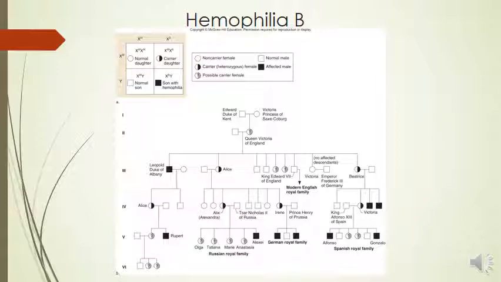A woman whose brother has hemophilia B has a 1 in 2 risk of being a carrier. Both her parents are healthy, but her mother must be a carrier because her brother is affected. Her risk is the chance that she has inherited the X chromosome bearing the hemophilia allele from her mother.